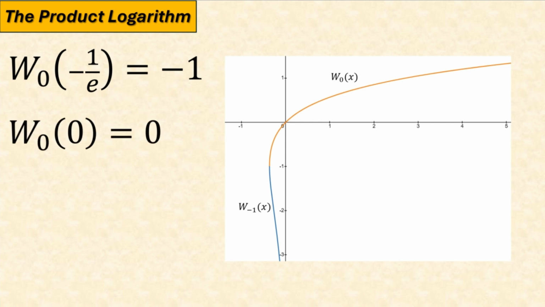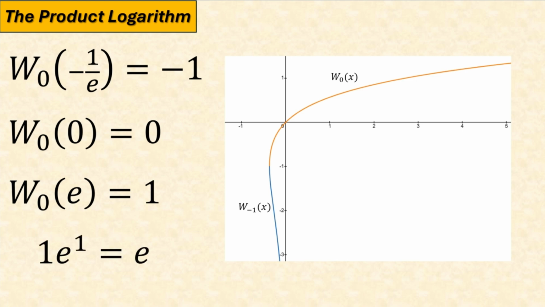The product logarithm of 0 at the principal branch is just going to be 0, which you can see on the graph. It is also easy to prove this using the definition of the product logarithm. Another particular value is that the product logarithm of e at the principal branch is just going to be 1, which is also easy to prove using the definition of the product logarithm.